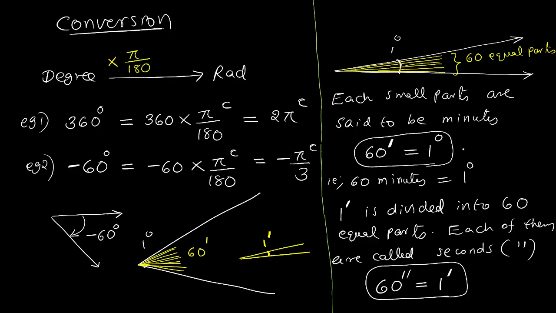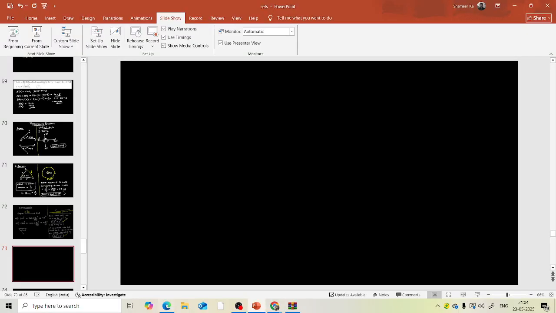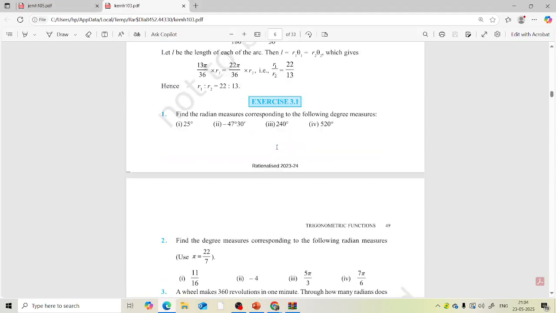So what I am saying is, you just memorize this one and this one. They will never ask for the diagram. In a question, the diagram is not required. Okay? Understood? Okay, sir. 60 minutes, 1 degree, just memorize. 60 seconds, 1 minute, just memorize that. The diagram is not required in doing problems. The problems are very simple. Let me discuss questions.